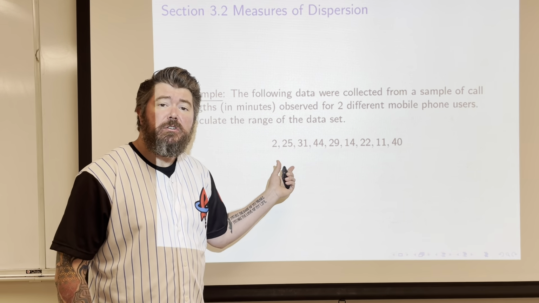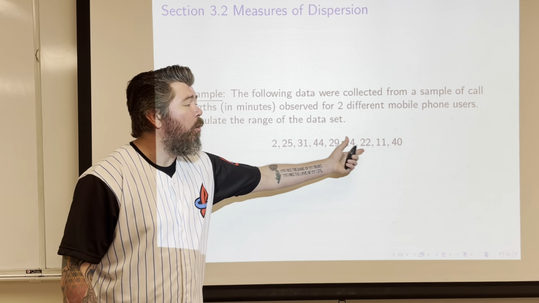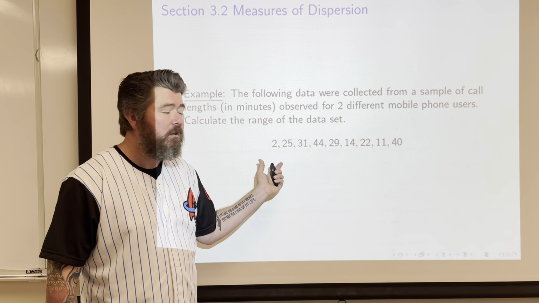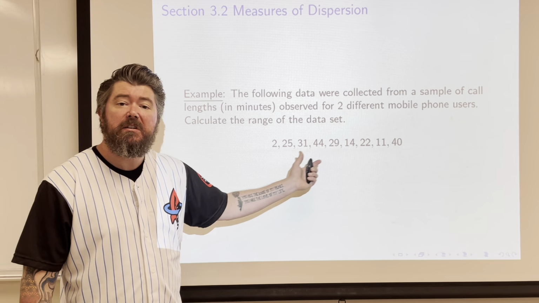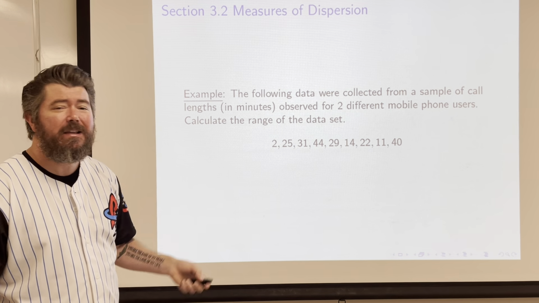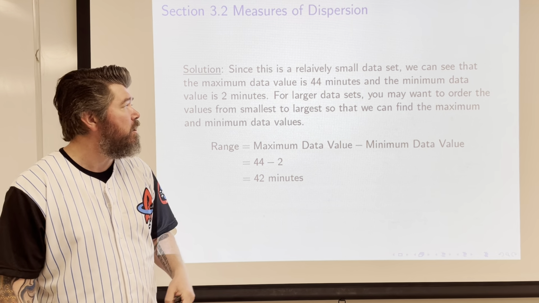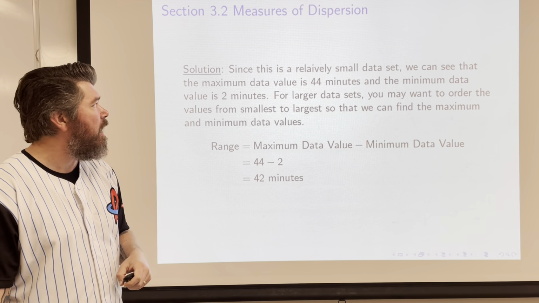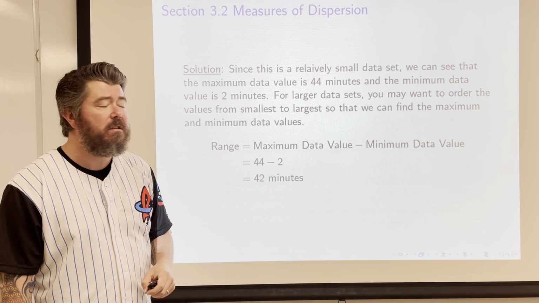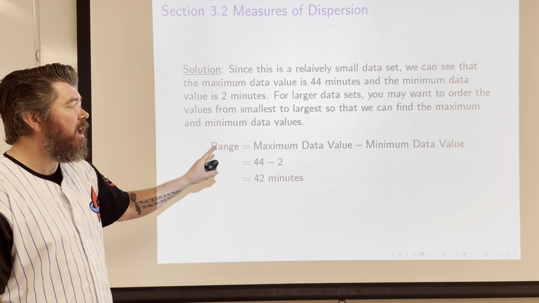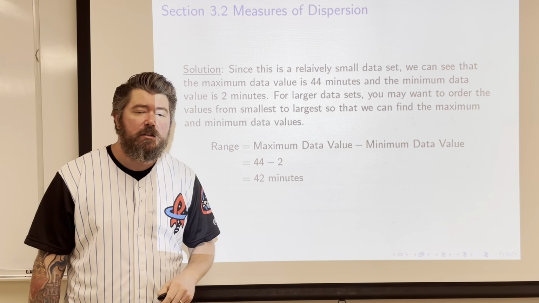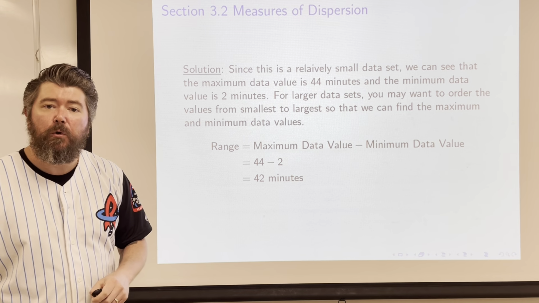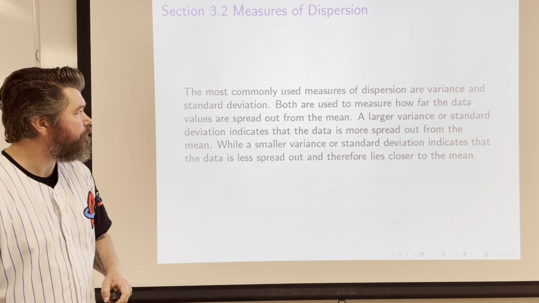Traditionally, I like to do what we did with the mode and organize our data set from smallest value to largest value. Now, since this one is not very large, we can easily see that 44 is the largest data value and 2 is the smallest data value. So our range is 44 minus 2, which gives us 42 minutes.